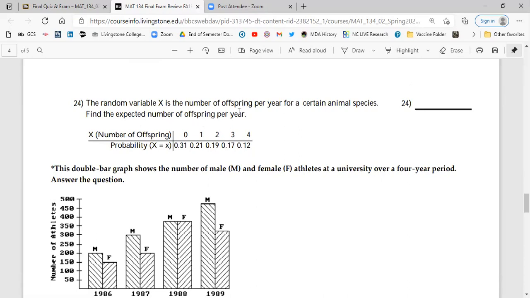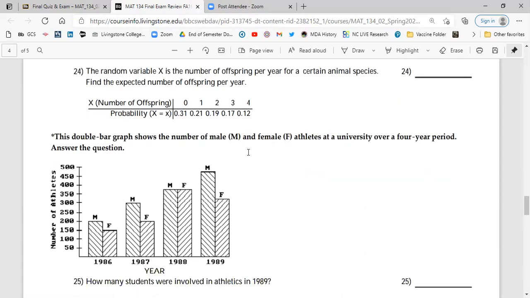Random variable X, the number of offspring per year for a certain animal species. Find the expected number of offspring. So it's just 0 times 0.31 plus 1 times 0.21 plus 2 times 0.19 plus 3 times 0.17 plus 4 times 0.12. And then you add them all up, and you get your number.